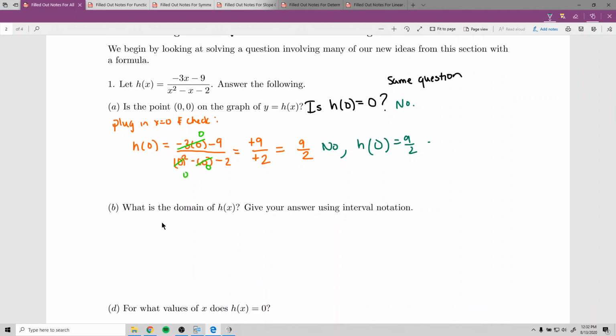Part B asks, what is the domain of h of x? Remember the domain, the two things we are looking for are if there's an even root radical, which there is not, or if there's x in the denominator, which there is. So we've got to set the denominator equal to 0, solve for x, and then throw those numbers away.